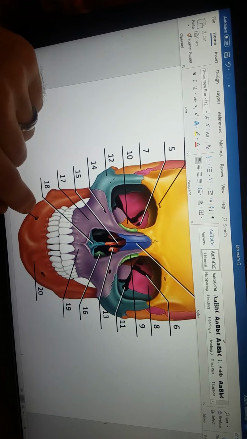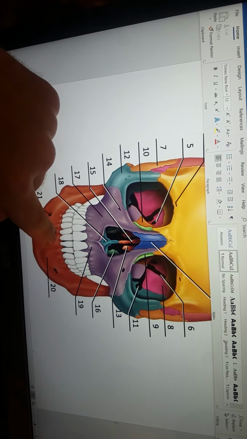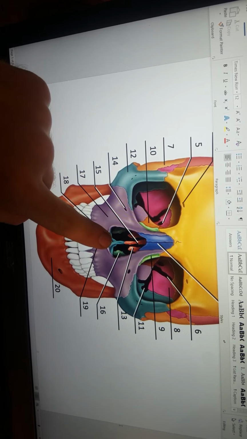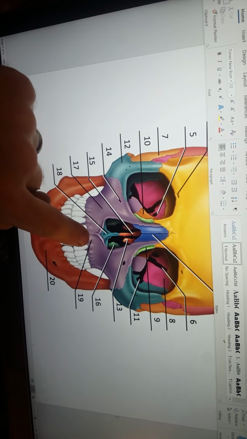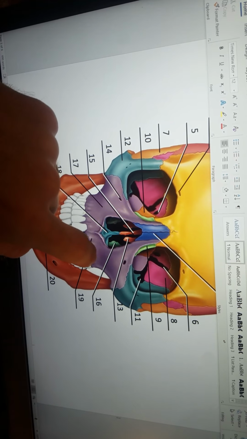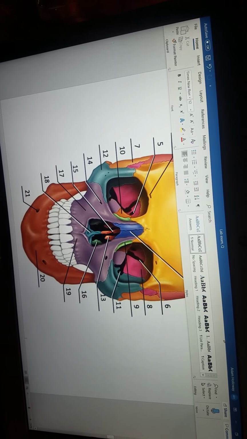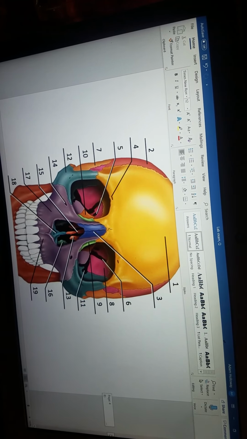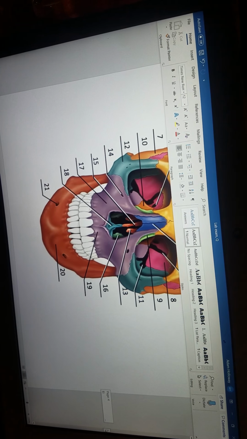And then we have the mental foramen and the mandible down here, as well as the maxilla for 17. And this is the vomer for 18. And this is the alveolar processes for 19. And that concludes all of the bones. Let me make sure I got them all. Yep, parietal, frontal, temporal, yep. Okay, and that is it.